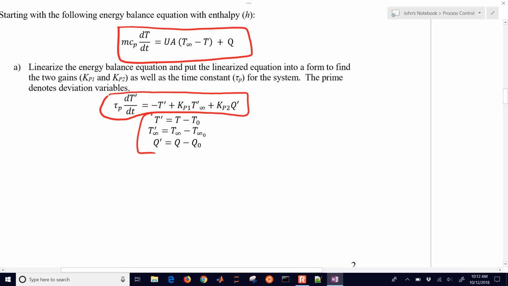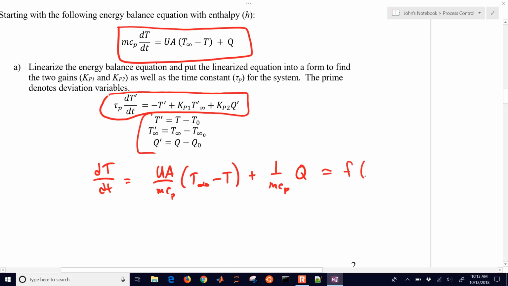To linearize, we're going to put everything except the derivative on the right hand side. So I'll just move over the mC sub p for both terms. The next step is to call this a function of temperature, temperature infinity, and Q. This is the part of the function that we're going to be linearizing.